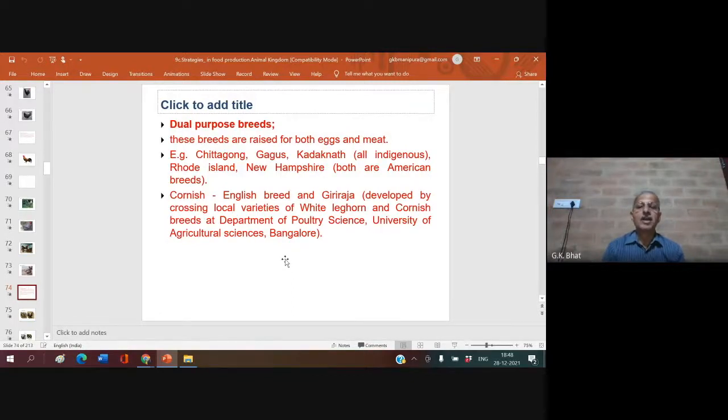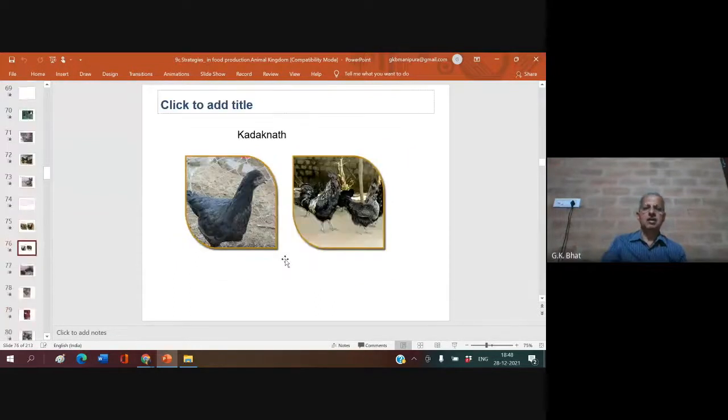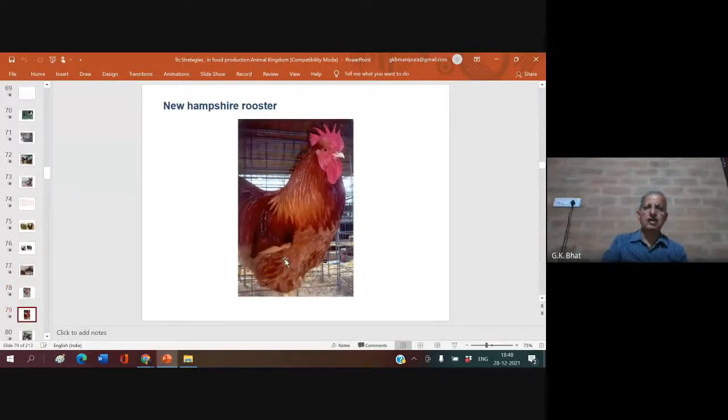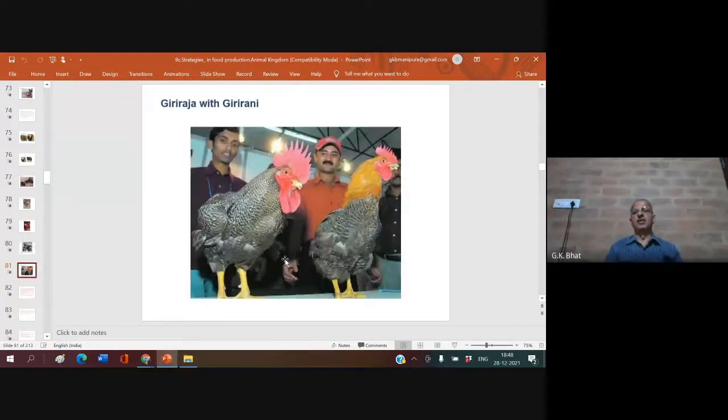Giriraja is a breed developed in our Agriculture Science University, Bangalore. It is our breed, Giriraja. The Giriraja breed was developed by crossing local varieties of white leghorn and the Cornish breed. Cornish breed is an English breed. Our poultry department in Agriculture Institute, Hebbal, Bangalore, has developed it. I think you may be interested to see them. Chittagong, Kadakanath, Rhode Island Red, New Hampshire rooster, again, rooster is also cock, and Cornish, and this is Giriraja with Girirani.